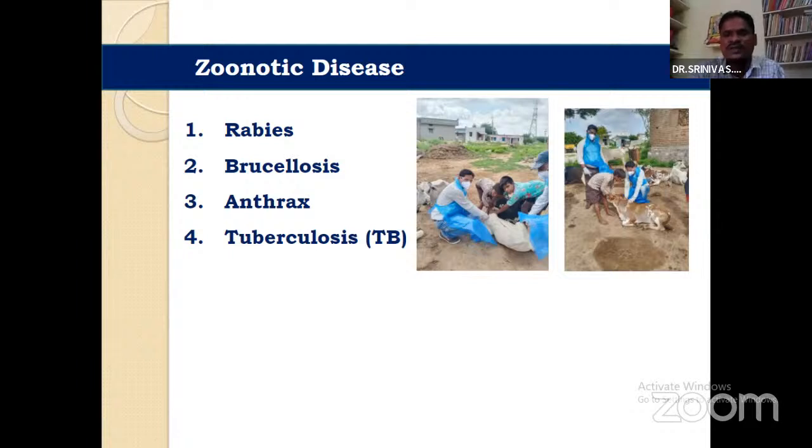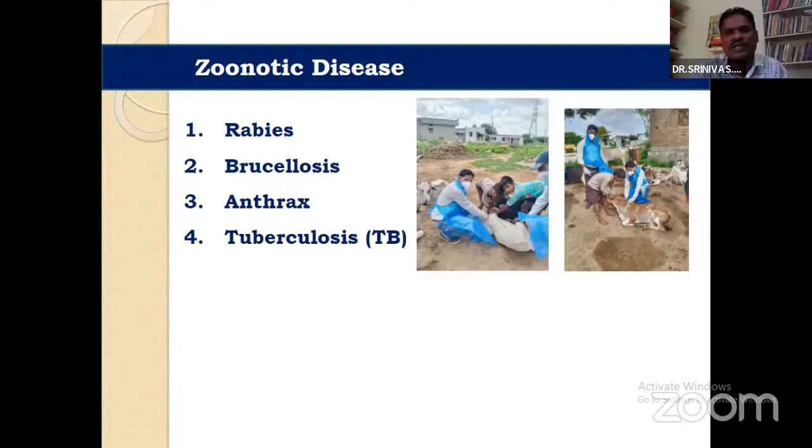Tuberculosis. Tuberculosis also you have seen in earlier days. Nowadays, you don't see much of that. In India, people commonly have the habit of boiling the milk, so we don't have that much transmission. Usually, if they get raw milk, even some tubercle nodules in animals go to the milk, and whoever drinks that milk will get this disease.